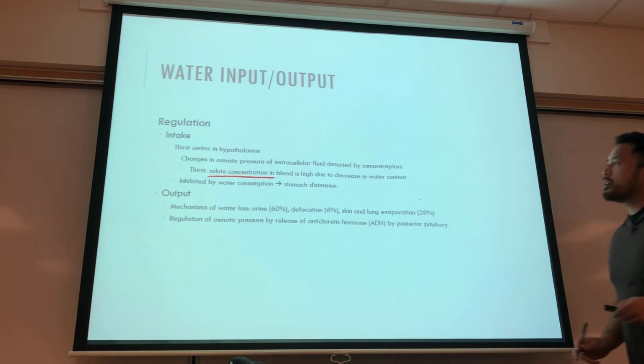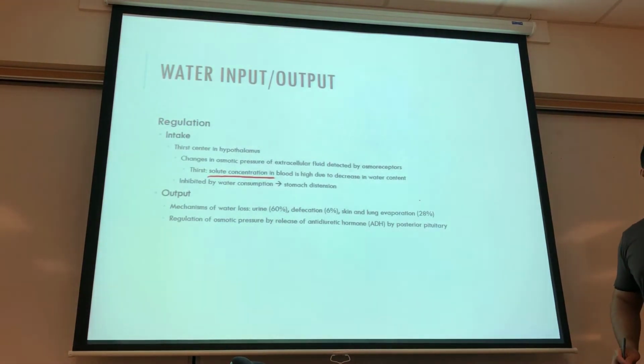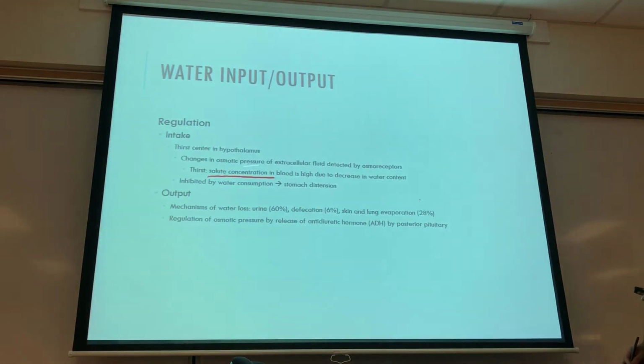So the saltier the water content in our blood, the greater the increase in the osmoreceptors firing back over to the hypothalamus. The hypothalamus, specifically the thirst center, will then drive the need to drink water. So this is going to increase our water intake.